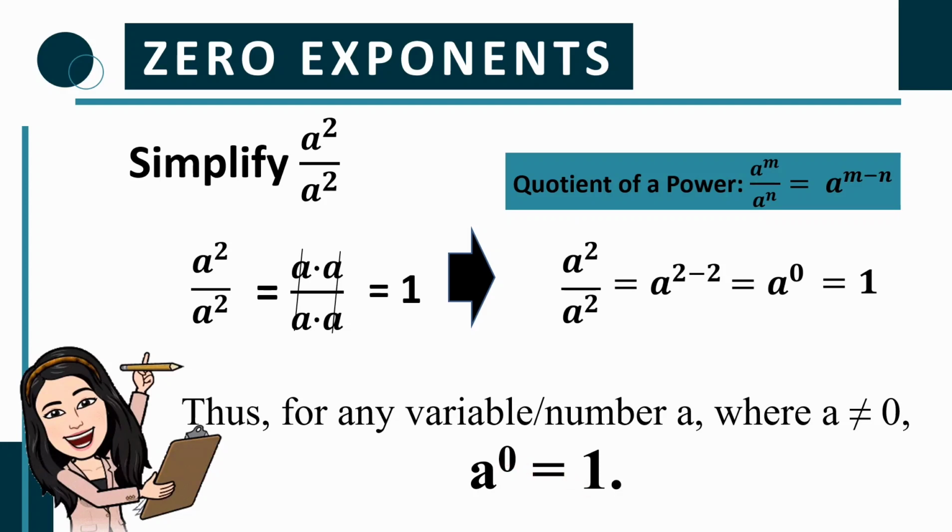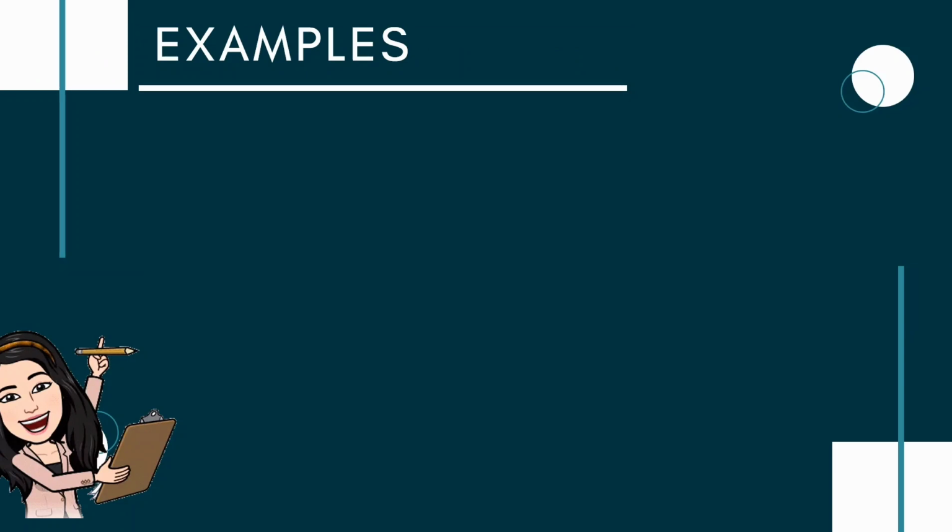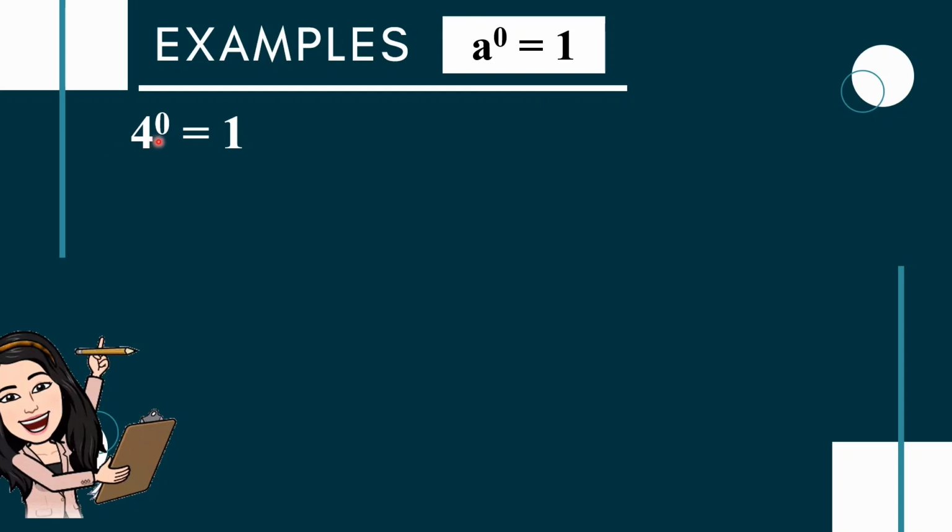This time, let us have an example wherein a raised to 0 is equal to 1. So, ibig sabihin dito, any number or any variable that is raised to 0, that is equivalent to 1. Like, for example, 4 raised to 0, it is equal to 1. Another, 100 raised to 0 is equal to 1. So, kahit gaano pa kalaki or kaliit yung number, when it is raised to 0, that is equal to 1.